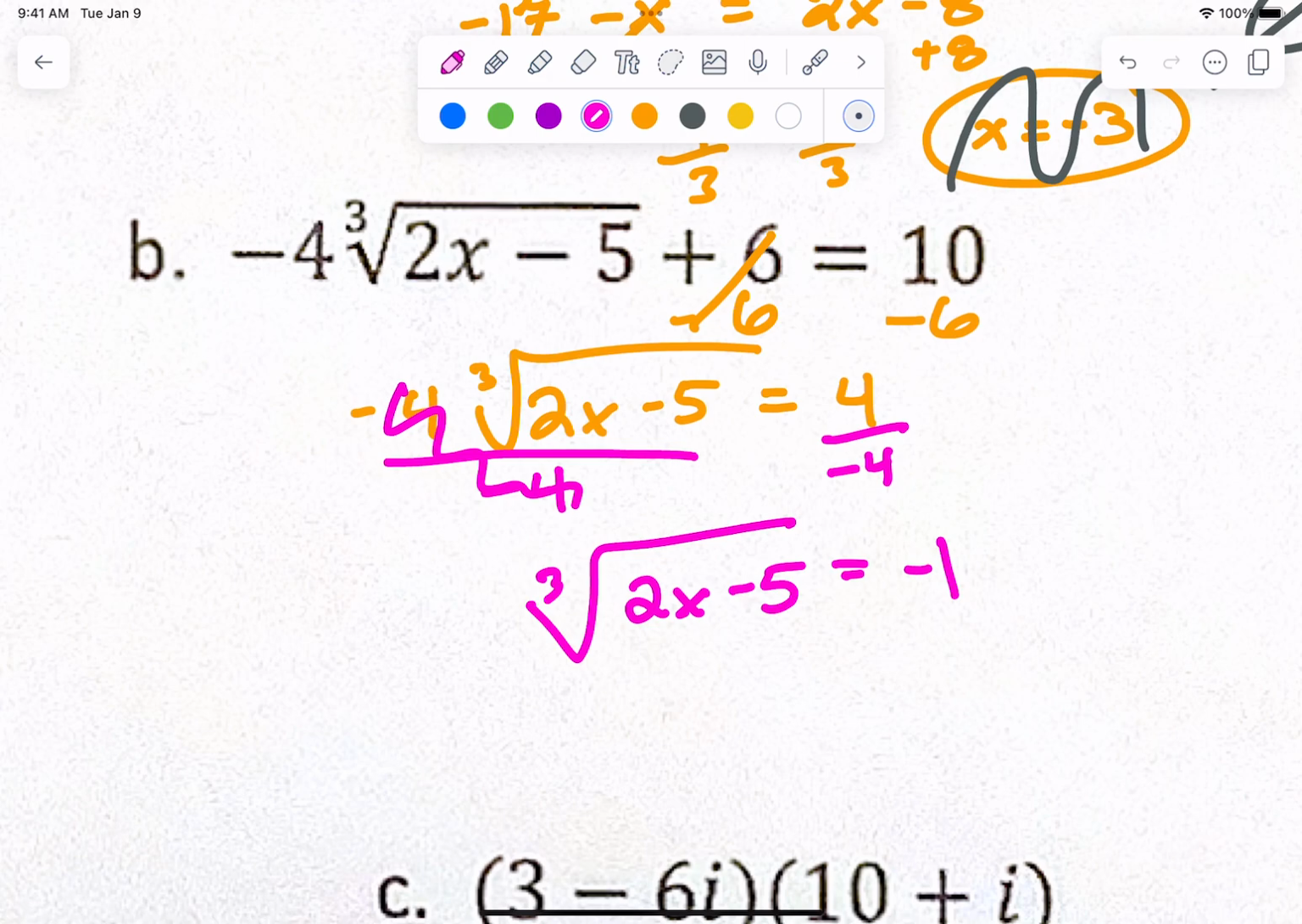I thought you couldn't have a square root equal negative 1. You can't. But it's a cubic root, not a square root. So you can have a cubic root turn out to be negative. So let's cube it. What is negative 1 to the third power? Negative 1.